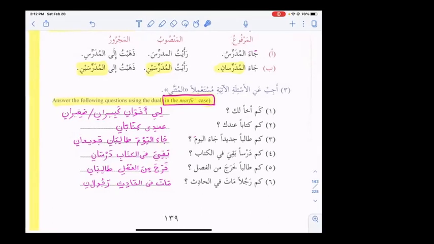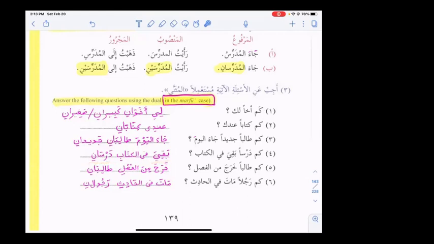Kam darsan bakiya fil kitabi? How many lessons are left in the book to study? Bakiya fil kitabi darsani. So bakiya needs a fa'il. Fil kitabi cannot be the fa'il, it has to be marfu. So this is it. Darsani, marfu bil alif li'annahu musanna. Darsani is the fa'il for bakiya.